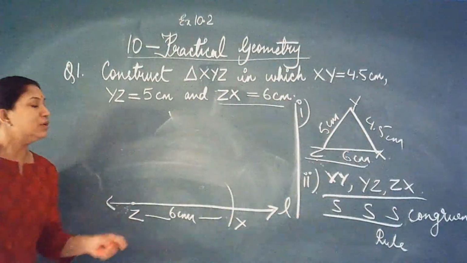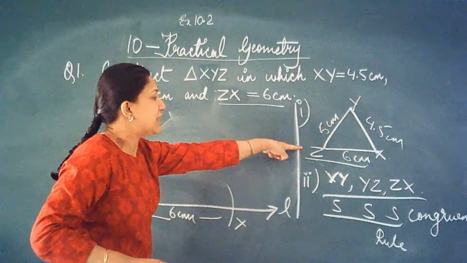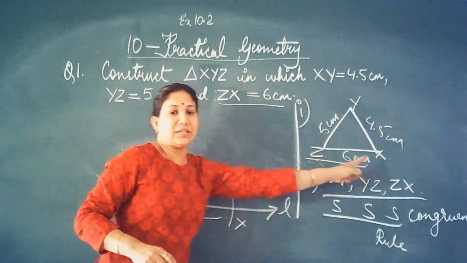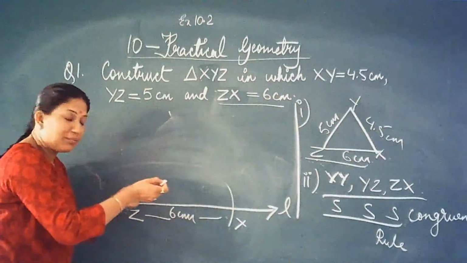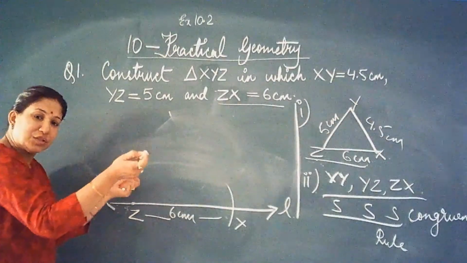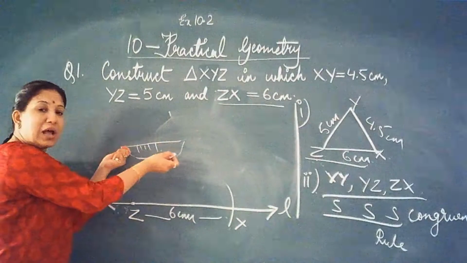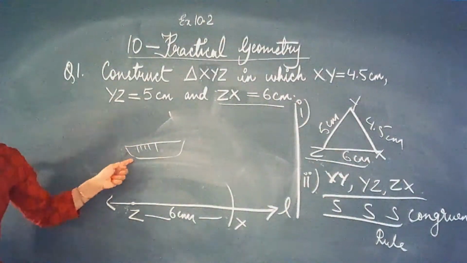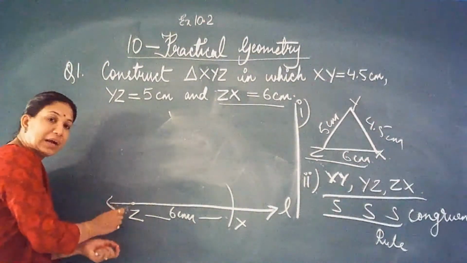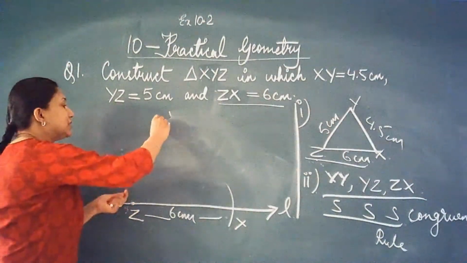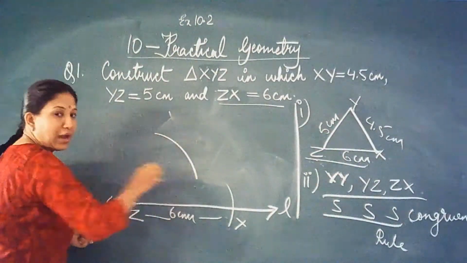Now what will you do? See the next sides. They are ZY and XY. So again taking Z as center, measure 5 centimeters on your compass. Stretch your compass again, place it over the scale, your ruler, and measure 5 centimeters. Then you will place it on point Z, that is taking again Z as center. With 5 centimeters, stretch the compass and draw an arc.